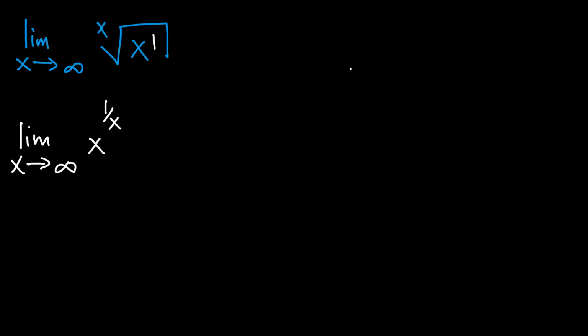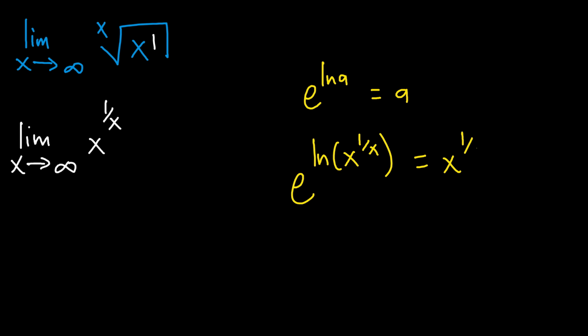And from the rules of exponents, we know that whenever you have e to the power of natural log of a, this is equal to a. Therefore, if you have e to the power of natural log of x raised to the power of 1 over x, this will be equal to x to the power of 1 over x. So we shall replace this with that. So this will give us the limit as x approaches infinity of e to the power of natural log of x raised to the power of 1 over x.